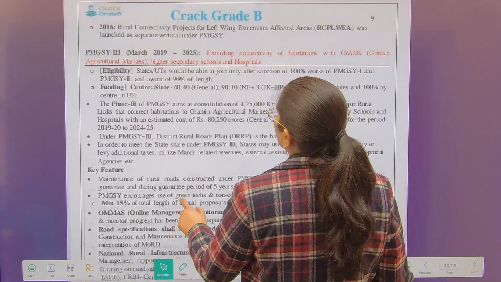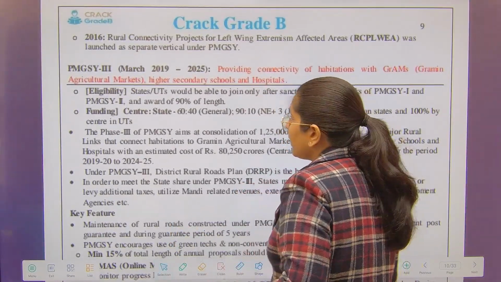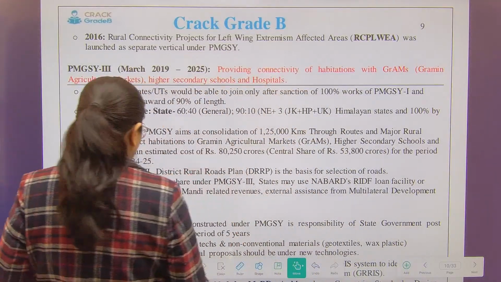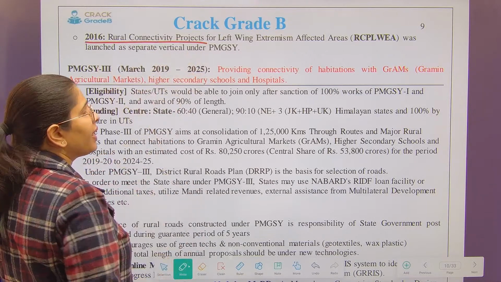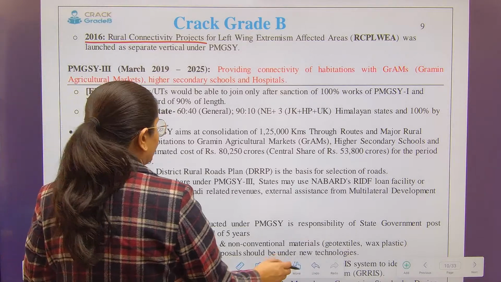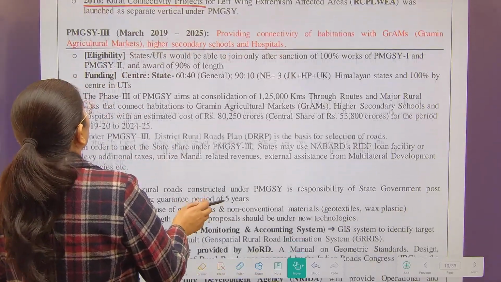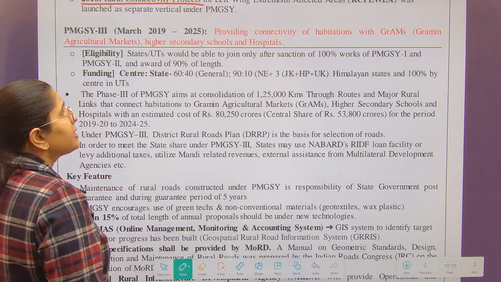a separate program, or a separate component, was launched to upgrade the roads in the left-wing extremism affected areas. So rural connectivity projects for left-wing extremism affected areas was launched as a separate vertical under the Pradhan Mantri Gram Sadak Yojana. Phase 3 started from March 2019 and is still running.